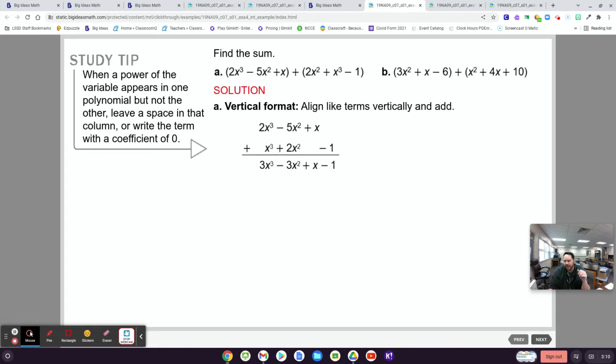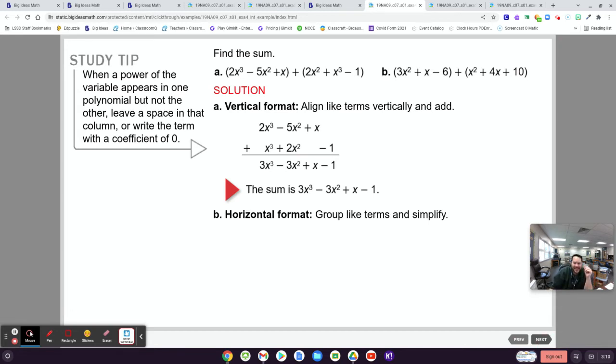So this is called a closed set or closed system because when you add these 2 polynomials, you get a polynomial. Okay, let's try. Oh, and there's the answer there. You might want to add this example to your notes. This is a great example.